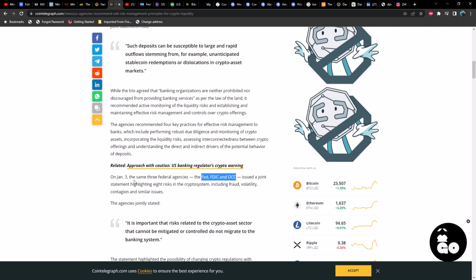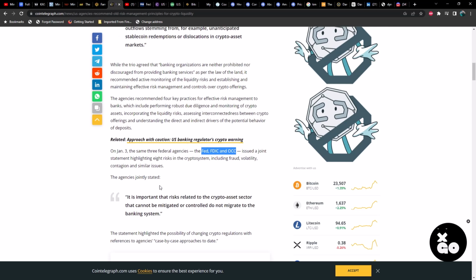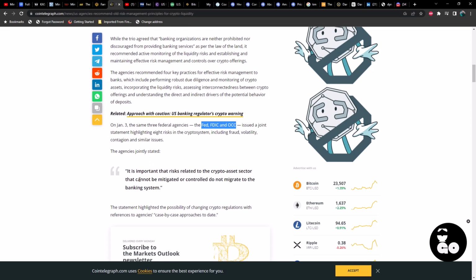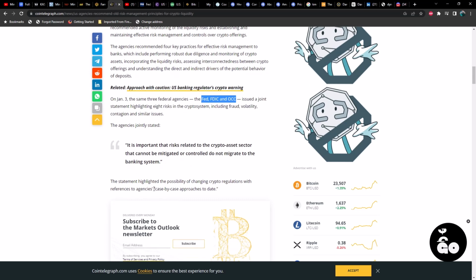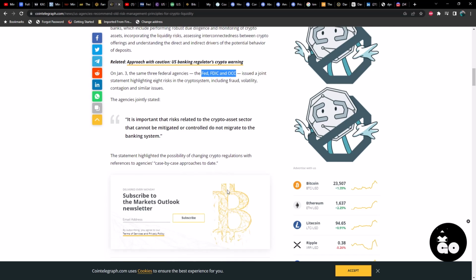On January 3rd, so this has been a little while ago, the same three federal agencies, the Fed, the FDIC, and the OCC, issued a joint statement highlighting risks in the crypto system, including fraud, volatility, contagion, and similar issues. The agency jointly stated, "It is important that risk related to crypto asset sector that can be mitigated or controlled not migrate to the banking system." The statement highlighted the possibility of changing crypto regulations with references to agencies' case-by-case approaches to date.